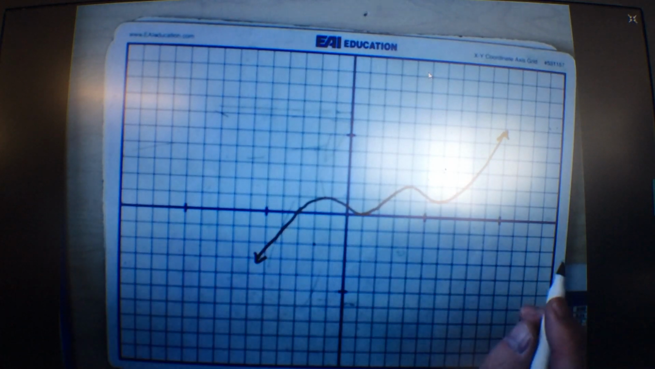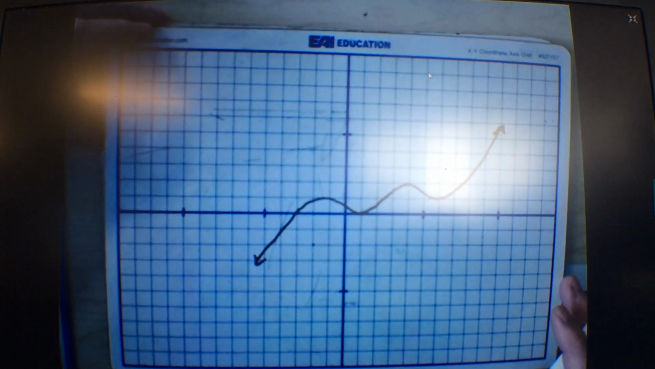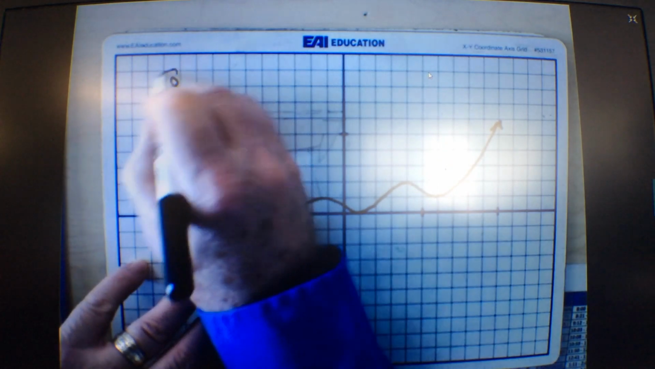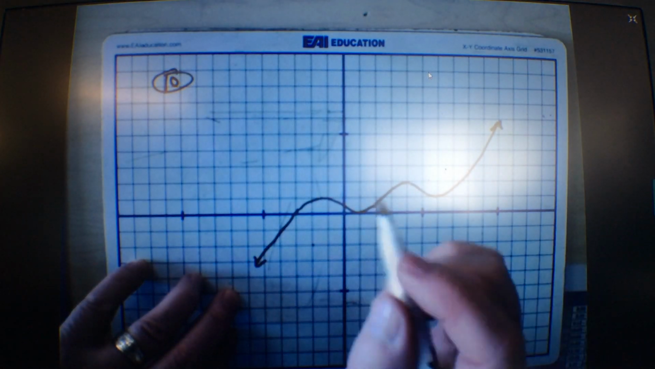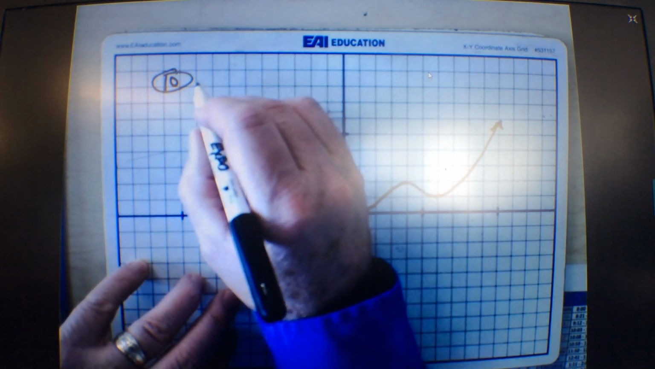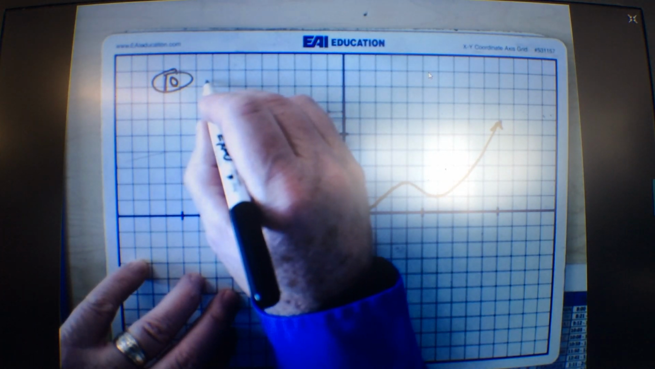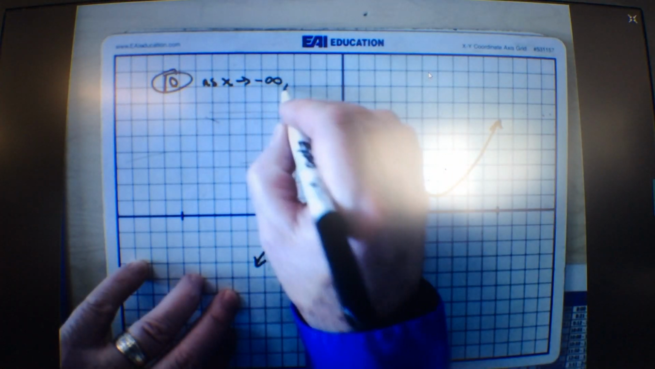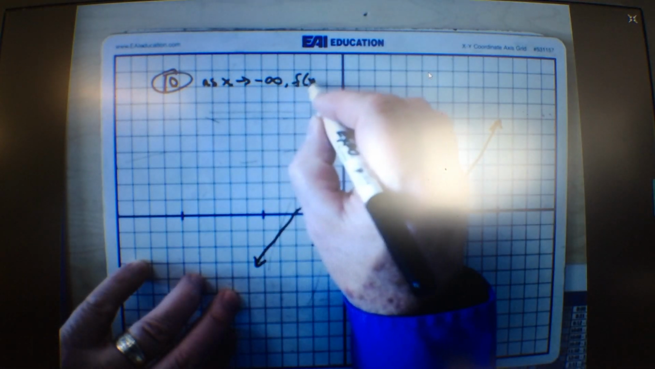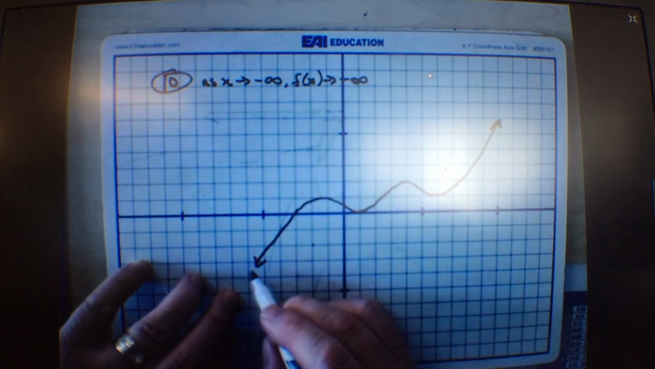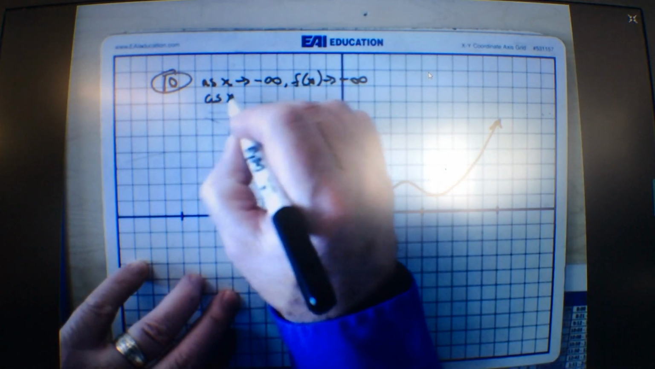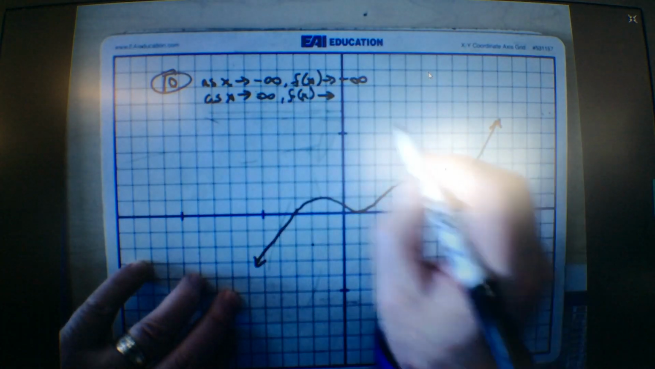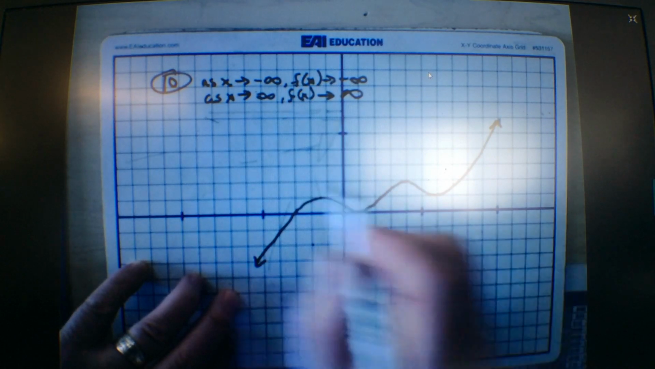Okay, all right, so first of all, this is number 10. So can you read this if I put 10 up here? Number 10 says, describe the end behavior, all right? So, as x approaches negative infinity, I always go negative infinity first, f of x approaches negative infinity. And that's this right here. And then as x approaches positive infinity, f of x approaches positive infinity. Okay, so that's number 10.